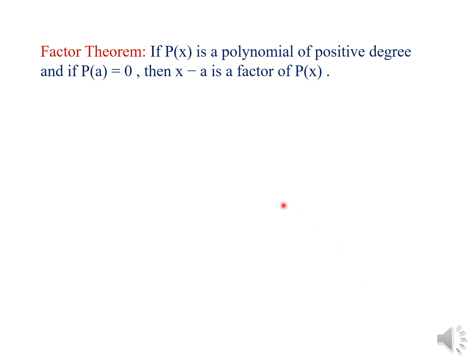Now there is also another important theorem, the factor theorem. If p of x is a polynomial of positive degree and if p of a is equal to 0, then x minus a is a factor of p of x. Here p of a was the remainder. Earlier we know that. If p of x is divided by x minus a, then remainder is p of a. So here if remainder is equal to 0, then x minus a will be a factor of p of x.